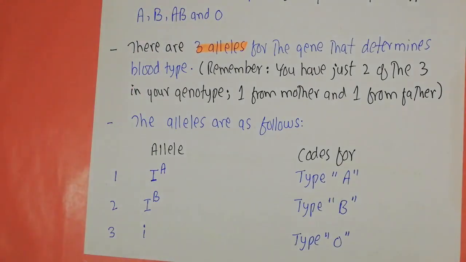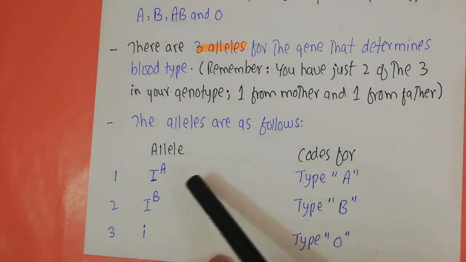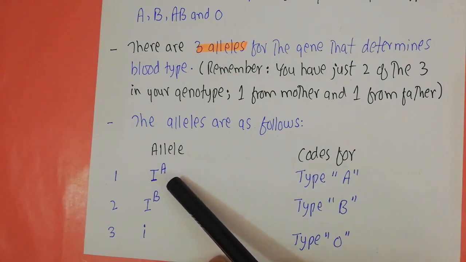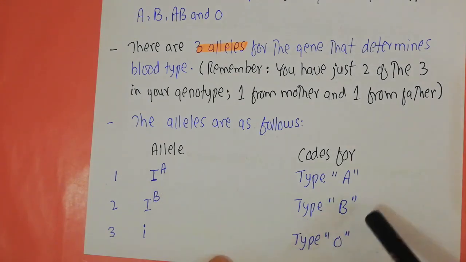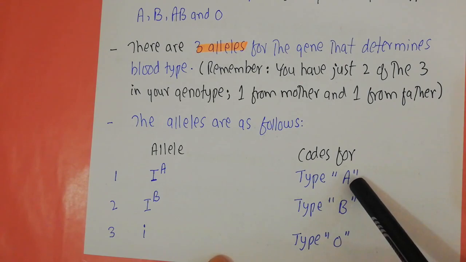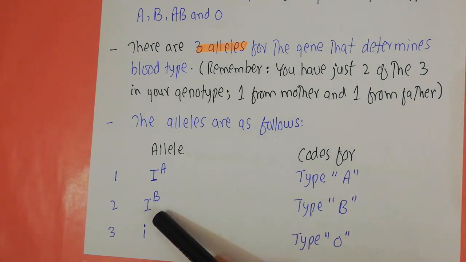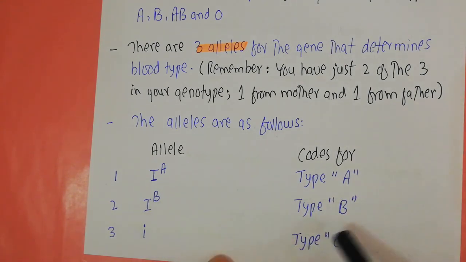When you talk about the alleles, there are 3 alleles for the gene that determines the blood type. Now, one of the alleles is the type A allele, and that codes for the type A blood. The other allele is the type B allele, which codes for the type B blood. And the third one is the allele i, which codes for the type O blood.